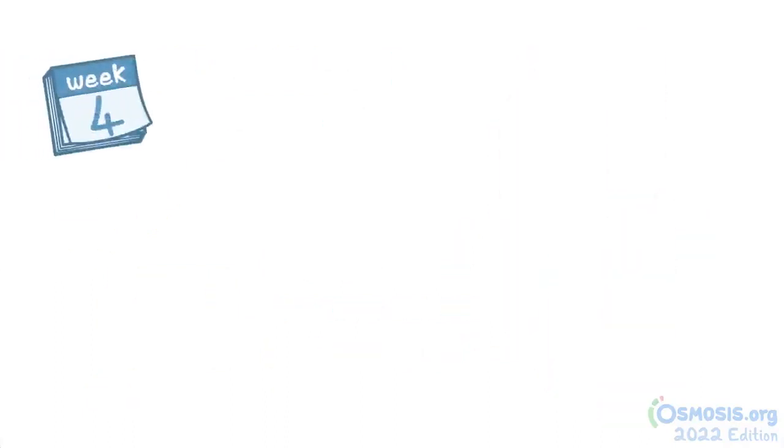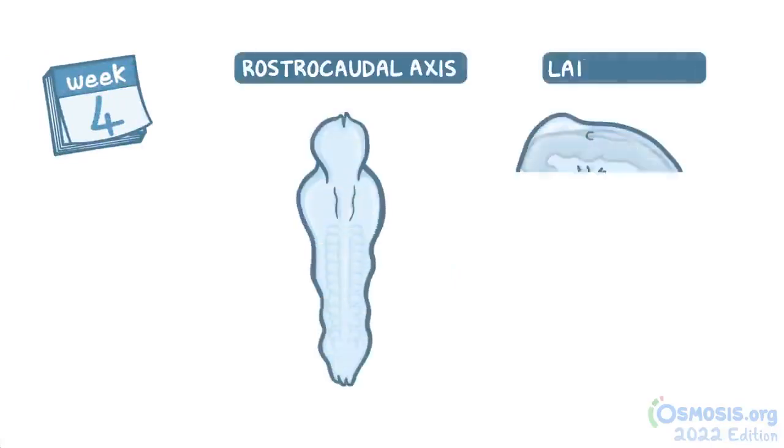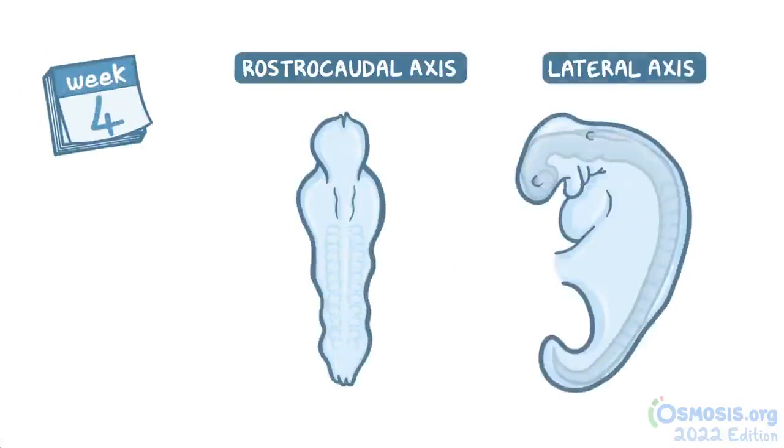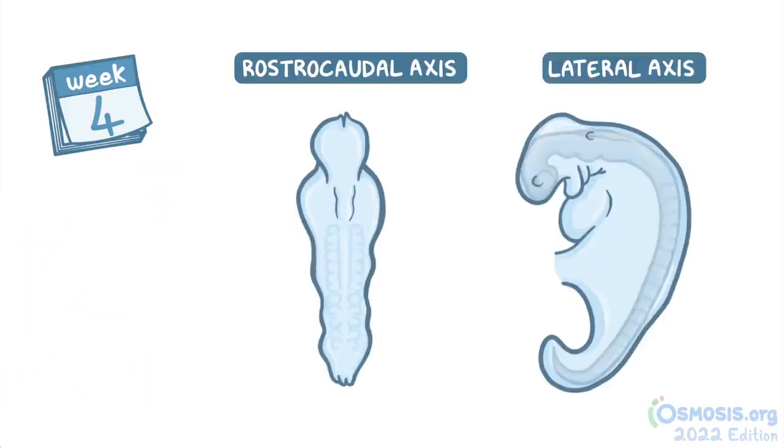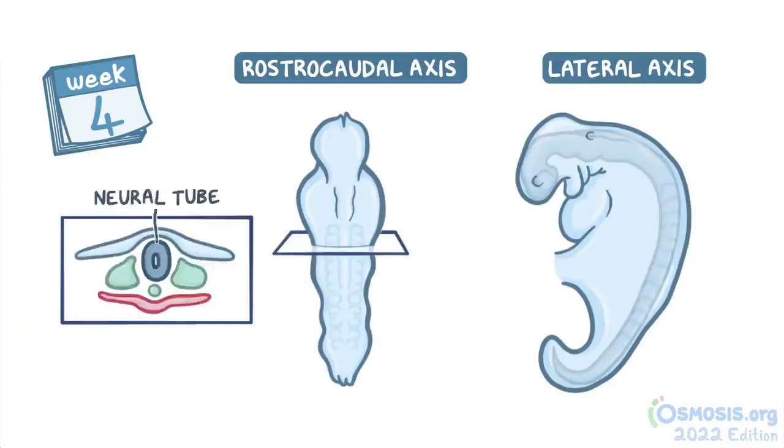Around week 4 of embryonic development, as a result of the folding of the embryo along the rostrocaudal axis and the lateral axis, the embryo takes on a more recognizably human form. But to be honest, it still looks more like a shrimp than a baby. At the head end of this little shrimp-like creature, the neural tube expands greatly, forming the primitive forebrain, which produces a bulge known as the frontal prominence.